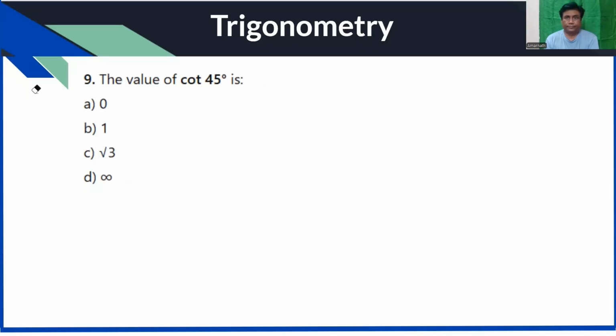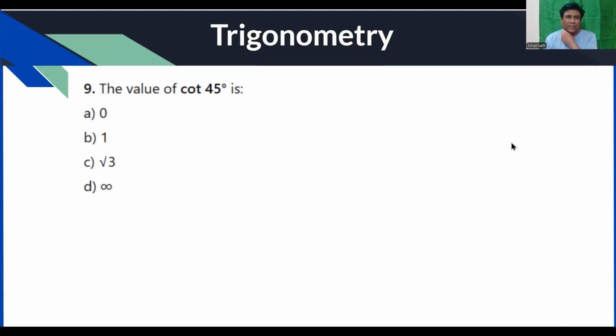Cot 45. Trigonometry is actually endless, okay? But we want only the basics of it. Yes, it will be 1. Tan 45 is 1, so cot 45 is also 1 only. Yes, both are correct.